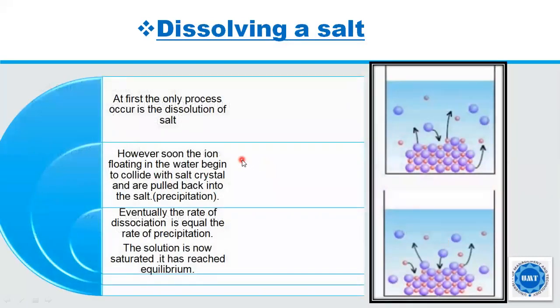At first, the only process that occurs is the dissolution of salt. However, soon the ions floating in the water begin to collide with the salt crystals and are pulled back into the salt. This phenomenon is known as precipitation. Eventually, the rate of dissolution is equal to the rate of precipitation. The solution is now saturated; it has reached equilibrium.